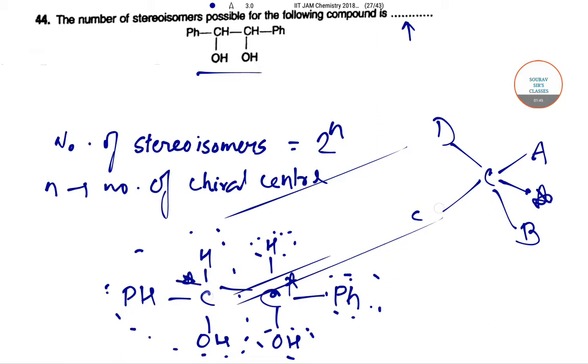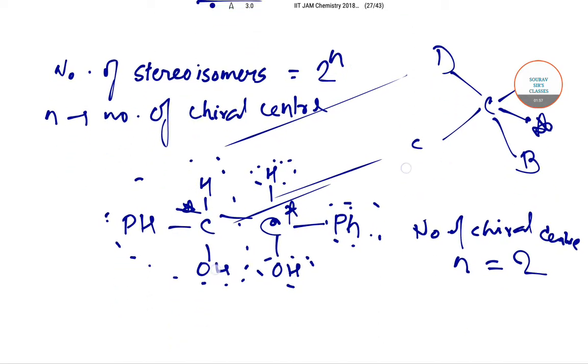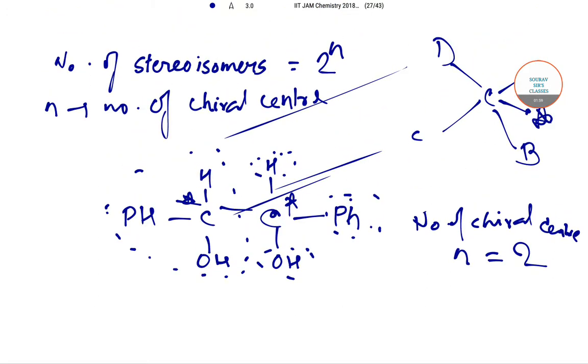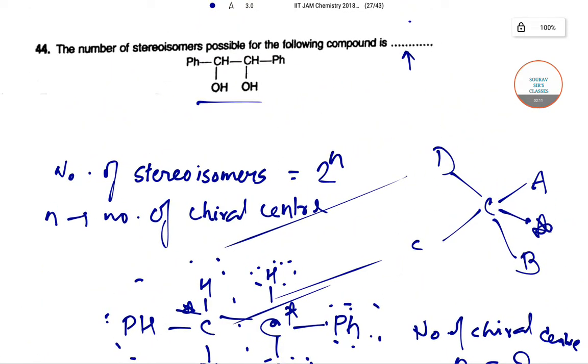Similarly, this carbon atom is also a chiral center, so effectively the number of chiral centers, or n, equals 2. So the number of stereoisomers will be 2 to the power n, equals 2 to the power 2, which equals 4. So the answer will be 4.